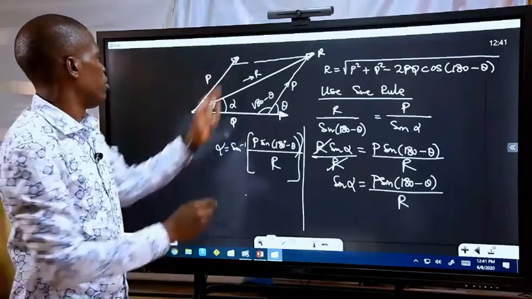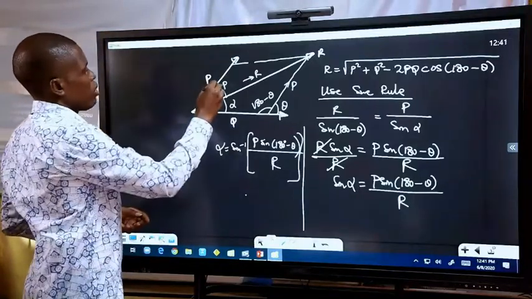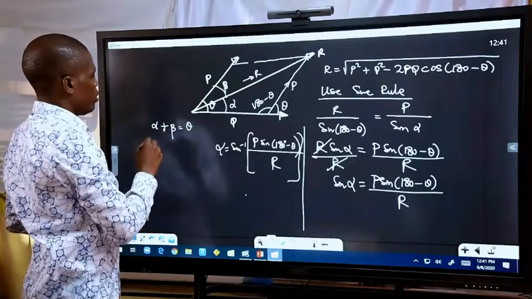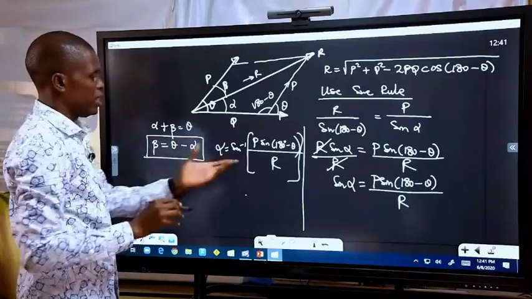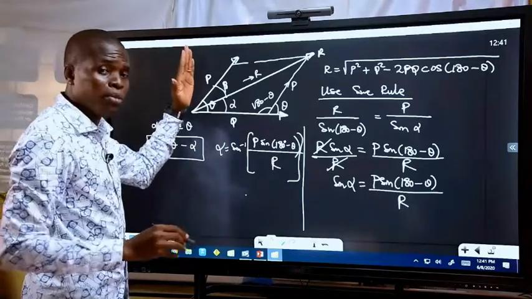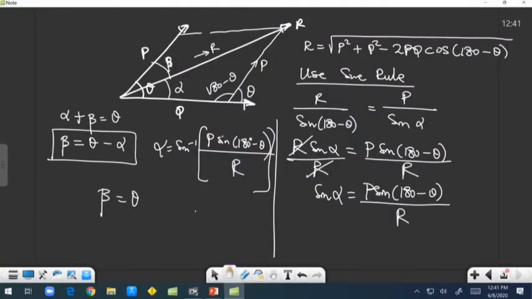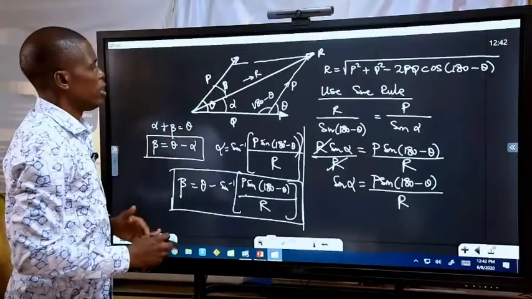You can also get the angle it makes with the force acting here, which is P. To get that, we call this beta. So alpha plus beta equals theta. Therefore, our beta angle will be theta minus alpha. So you can find the angle it makes with the P force by subtracting: beta is equal to theta minus sine inverse of P sine(180 minus theta) divided by R. So we have this equation for finding the angle it makes with the P force or the component P.